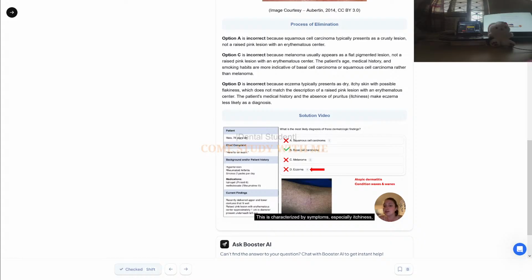This is characterized by symptoms, especially itchiness, while our patient's lesion was not, and we would have seen the patient itching. This presents as flat, cracking, dry skin, and not as a raised lesion with an umbilicated erythematous center. These are very different conditions, they're usually not confused for one another, and they're both treated very differently. So whenever you see a lesion presenting just like this picture, as a raised, round, pink lesion with an umbilicated and erythematous center, especially when it's found in that mask area of the face and it's asymptomatic, a solitary lesion, you should always assume it's a basal cell carcinoma.